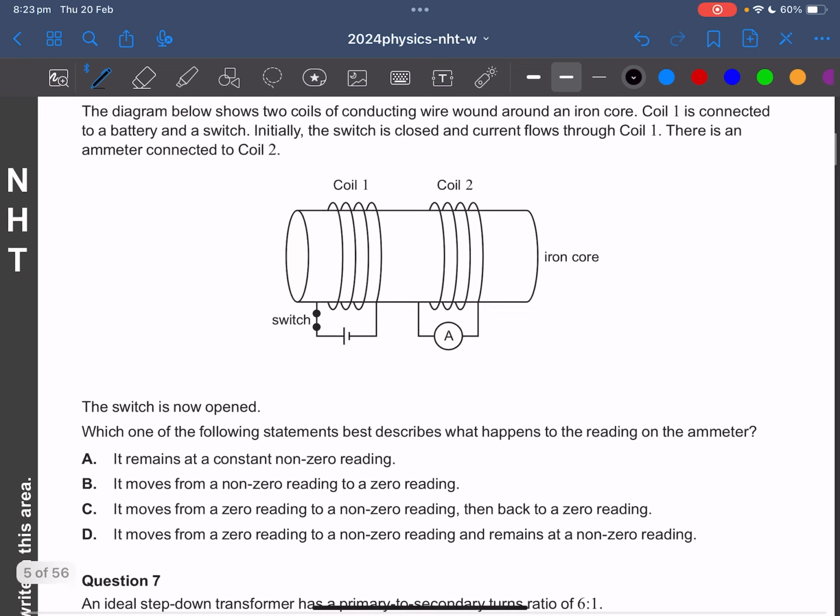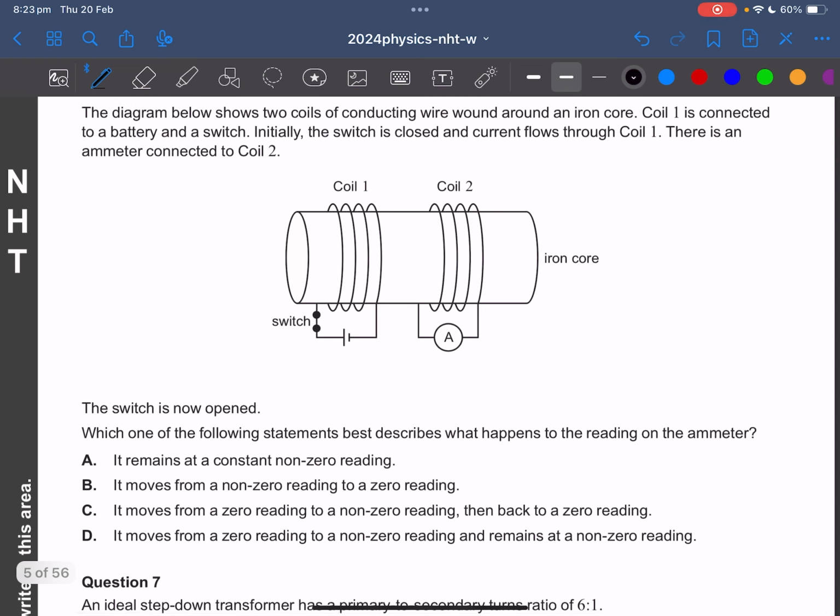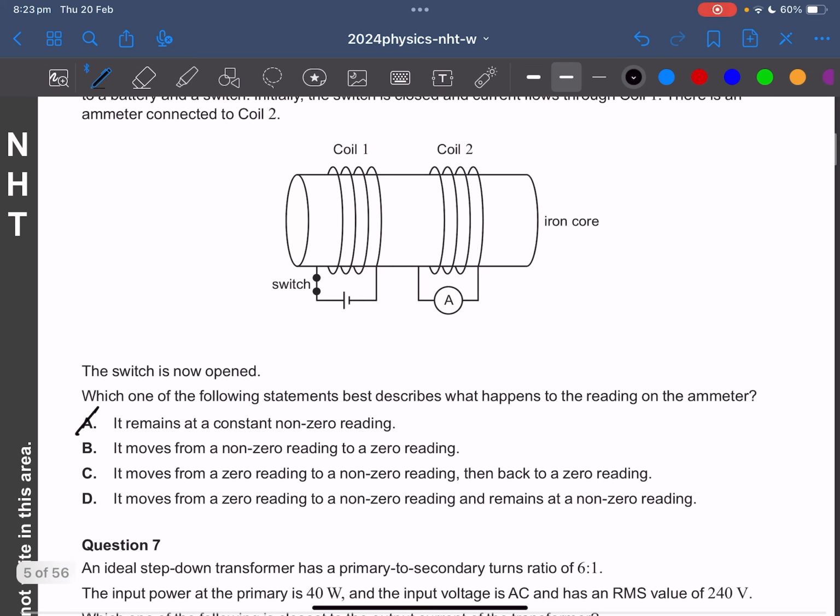Okay, so it remains at a constant non-zero reading. No, that can't be true. It moves from a non-zero reading to a zero reading. Yes, it moves from a zero reading to a non-zero reading and then back to a zero reading. Absolutely it does. So it can't be option B either, because C does sound a bit more detailed and correct. It moves from zero reading to non-zero reading and remains at non-zero reading.